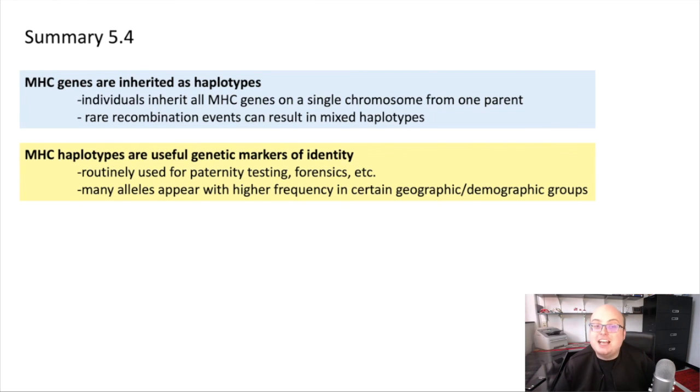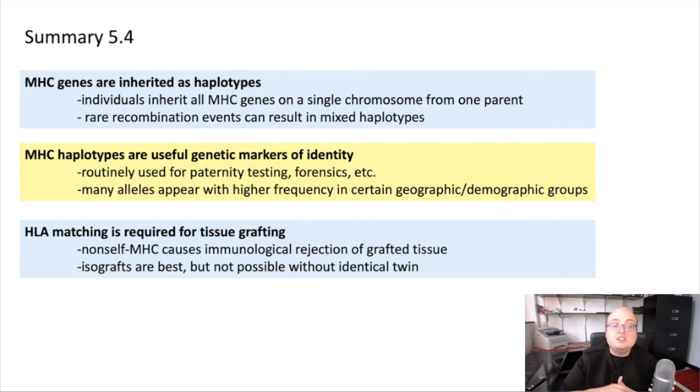In any case, MHC haplotypes are useful genetic markers of identity, so they're frequently used for things like paternity testing, forensic analysis, etc. Remember that many alleles appear with high frequency within certain geographic or demographic groups, so we can use it for population level genetics as well. And finally, HLA matching is required for tissue grafting. Non-self MHC causes an immunological rejection response, and so we need to try to match our HLA alleles as closely as possible when we're doing tissue grafting.